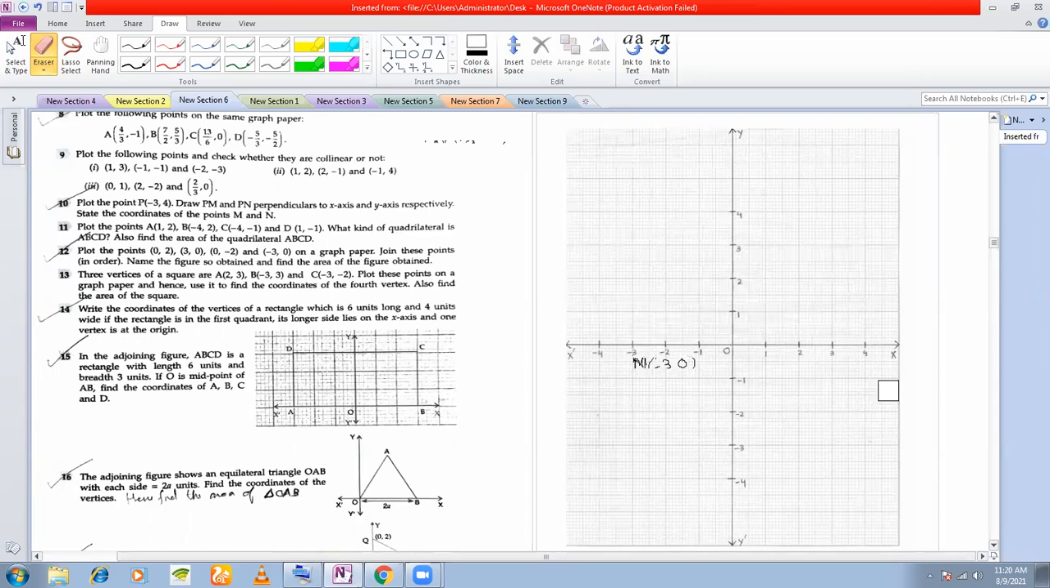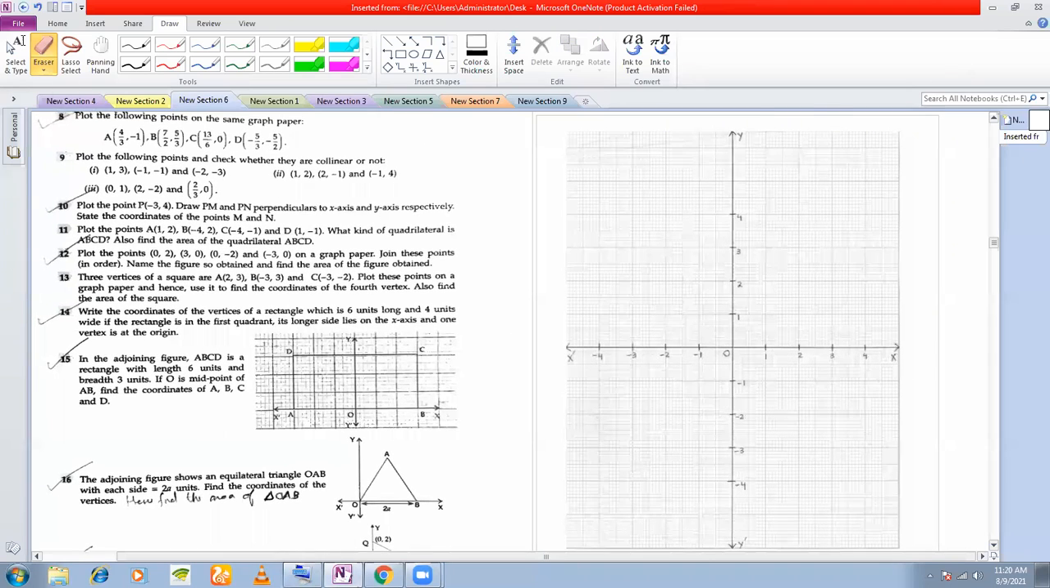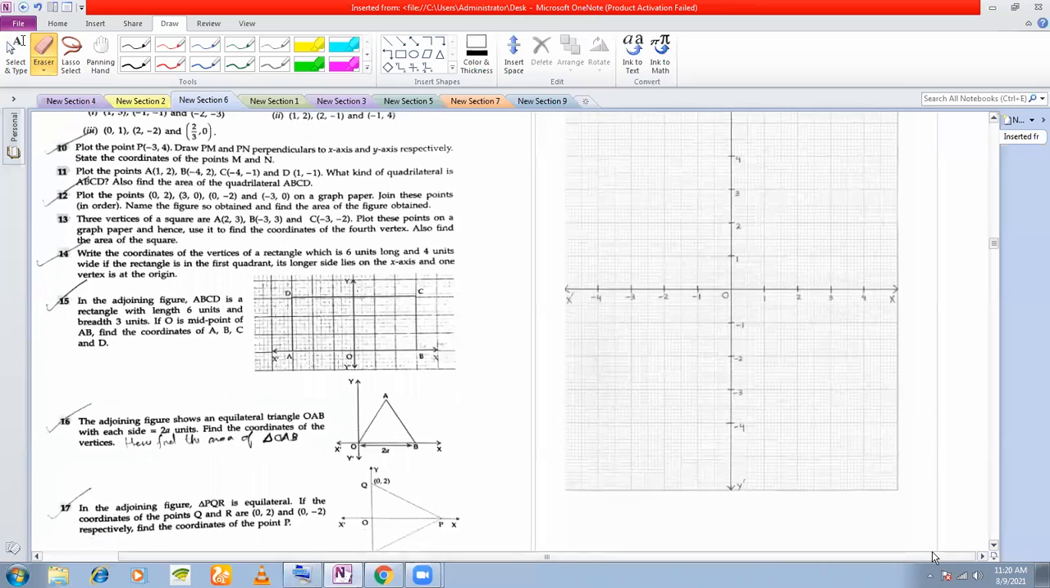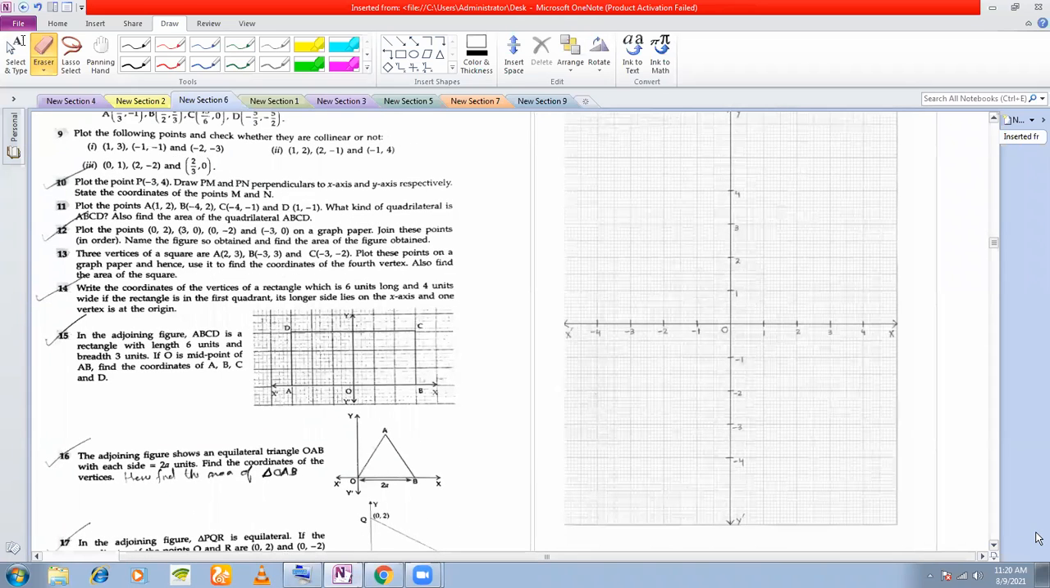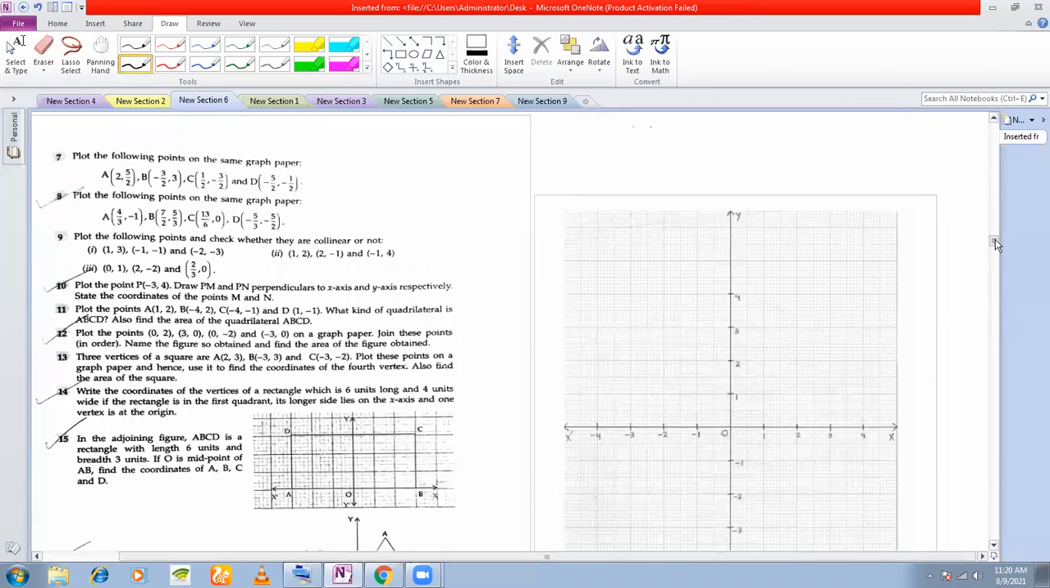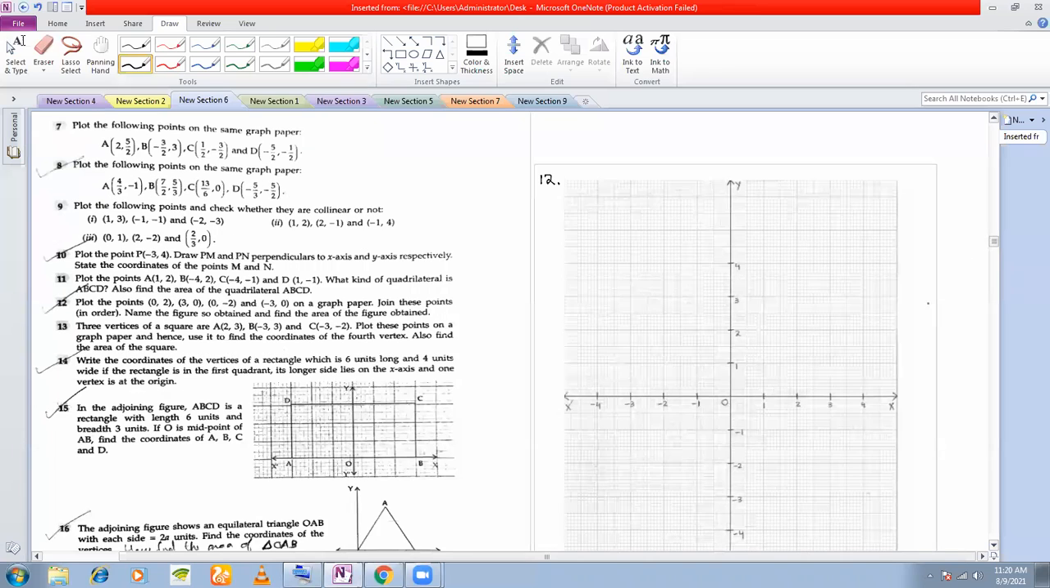Let's see the next question, if this is clear. Number 12. Let's see, number 12 is an interesting one. Write the question number here, number 12. Plot the points. These 4 points are given to you. Okay, so let's see what these points are. First point given to you is 0, 2. Let's call this point A. A 0, 2. We want to plot.